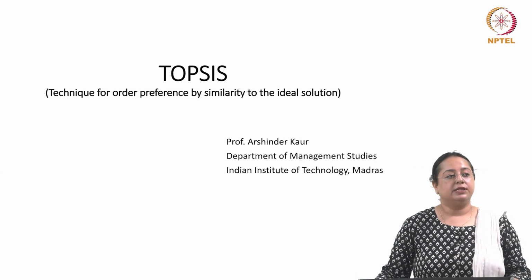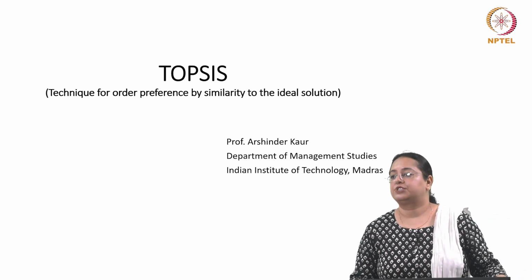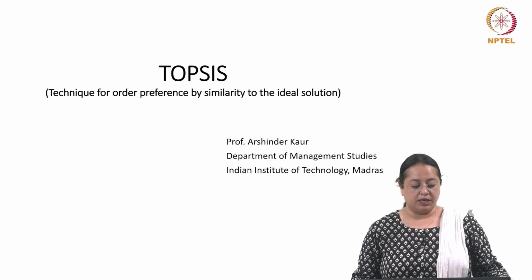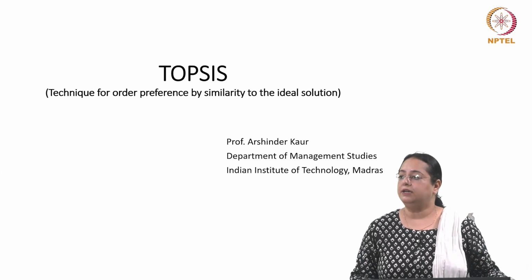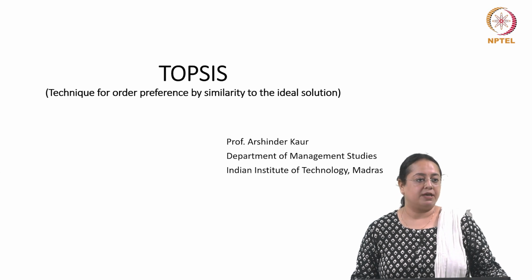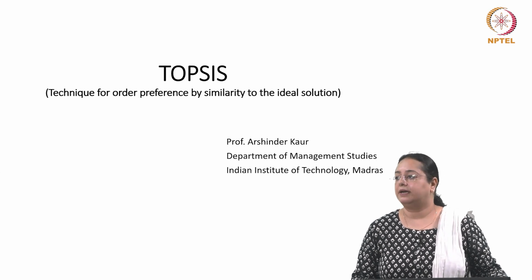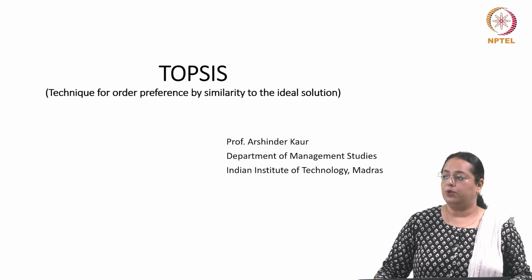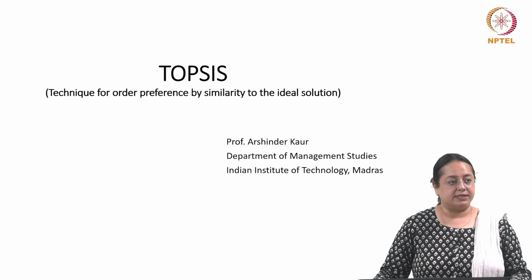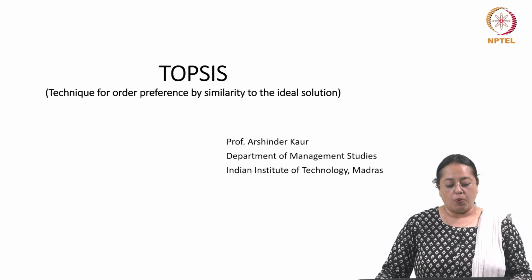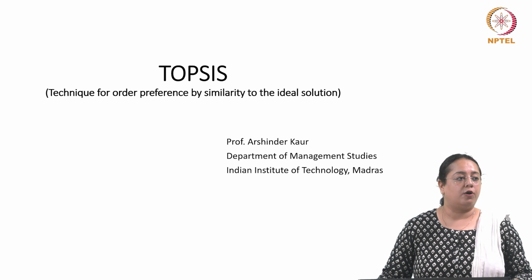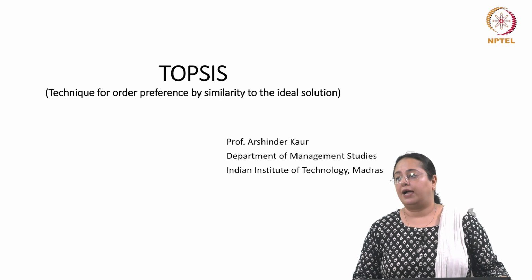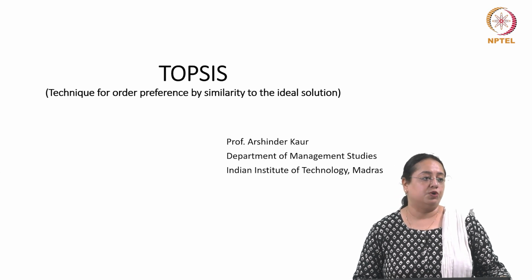To handle such situations, sometimes we need methods which are classified under multi-criteria decision making models. There are many multi-criteria decision making models, right? Every model has its own advantages and disadvantages. One of them is called TOPSIS. This is the Technique for Order Preference by Similarity to the Ideal Solution.